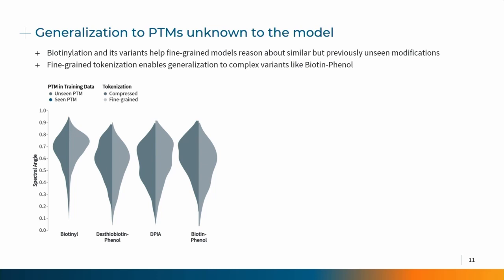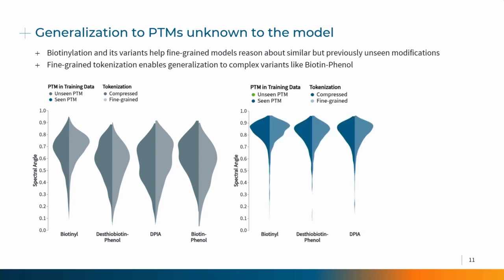However, there's a more interesting experiment coming, where we train again these two models on the same training data, but now we include biotinylation and 2 variants of biotin modification in the training data. However, we still hide biotin phenol from it. In the case of the high compression algorithm, you see that the model still struggles to generalize on biotin phenol. However, this is not the case for the fine-grained tokenization model, because it's already familiar with some of the substructures of biotinylation or desthiobiotin phenol, for example, and using that information, it can actually extrapolate on biotin phenol.